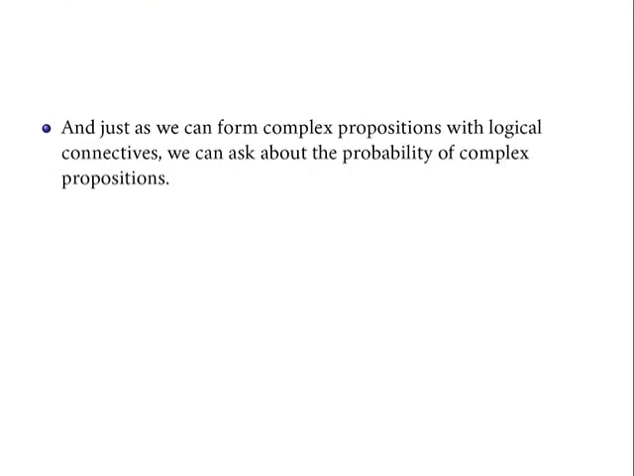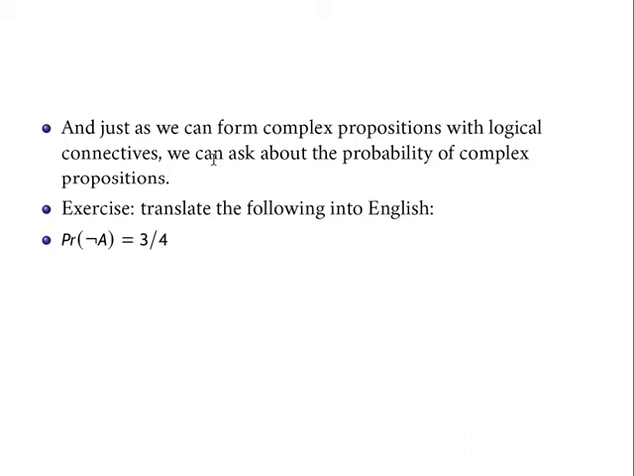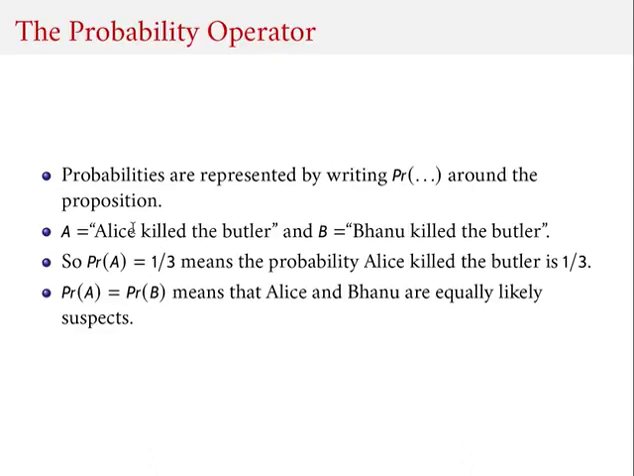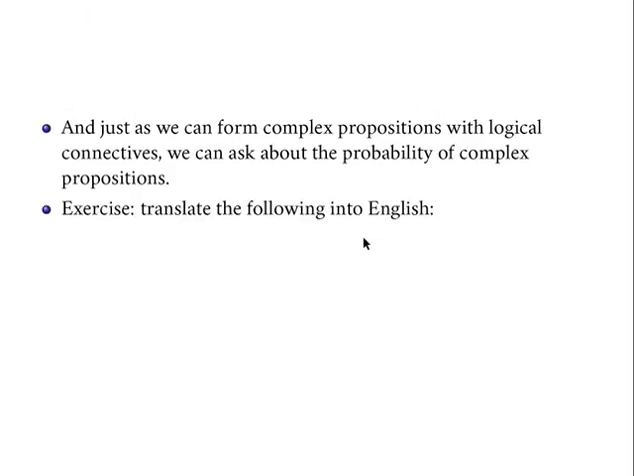And just as in our deductive logic from the last unit, we saw how we can form complex propositions with the logical connectives. We can also ask about the probability of complex propositions. So I'm going to just talk about the following formal equations. So this one here, PR of not A equals 3/4. Now considering again our translation where A equals Alice killed the butler and B equals Banu killed the butler, just take a moment to reflect on how you would read this out to yourself in ordinary English.